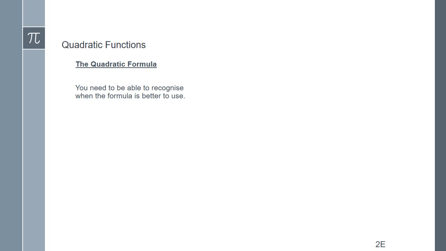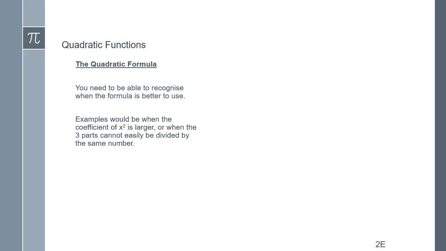You need to be able to recognise when the formula is better to use. But essentially, when the sum looks like it's not going to factorise, and when completing the square looks a bit too much like hard work, that's when the quadratic formula comes into its own.